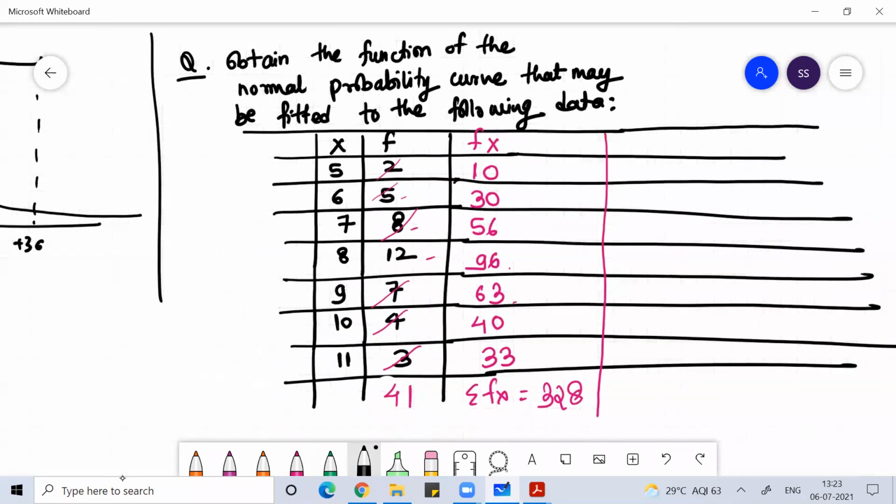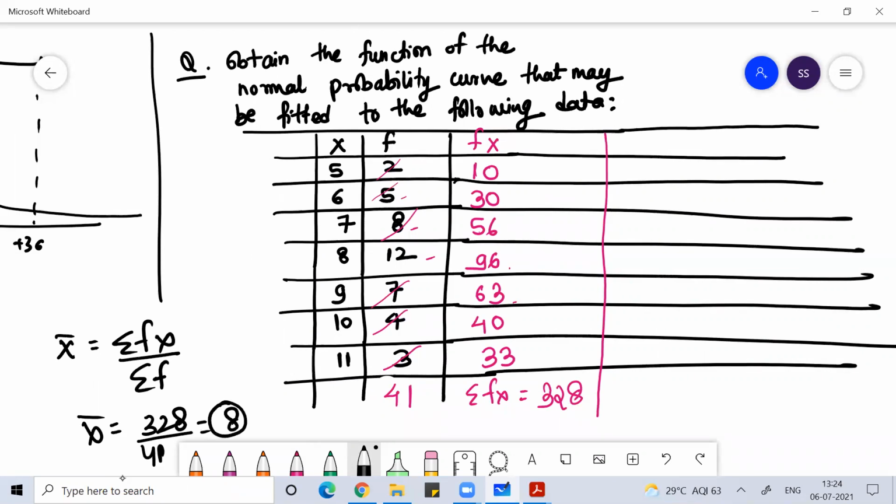I can find the mean, guys. So the mean here would be sum of fx by sum of f, which is 328 by 41. We will get 8. The mean would be 8.